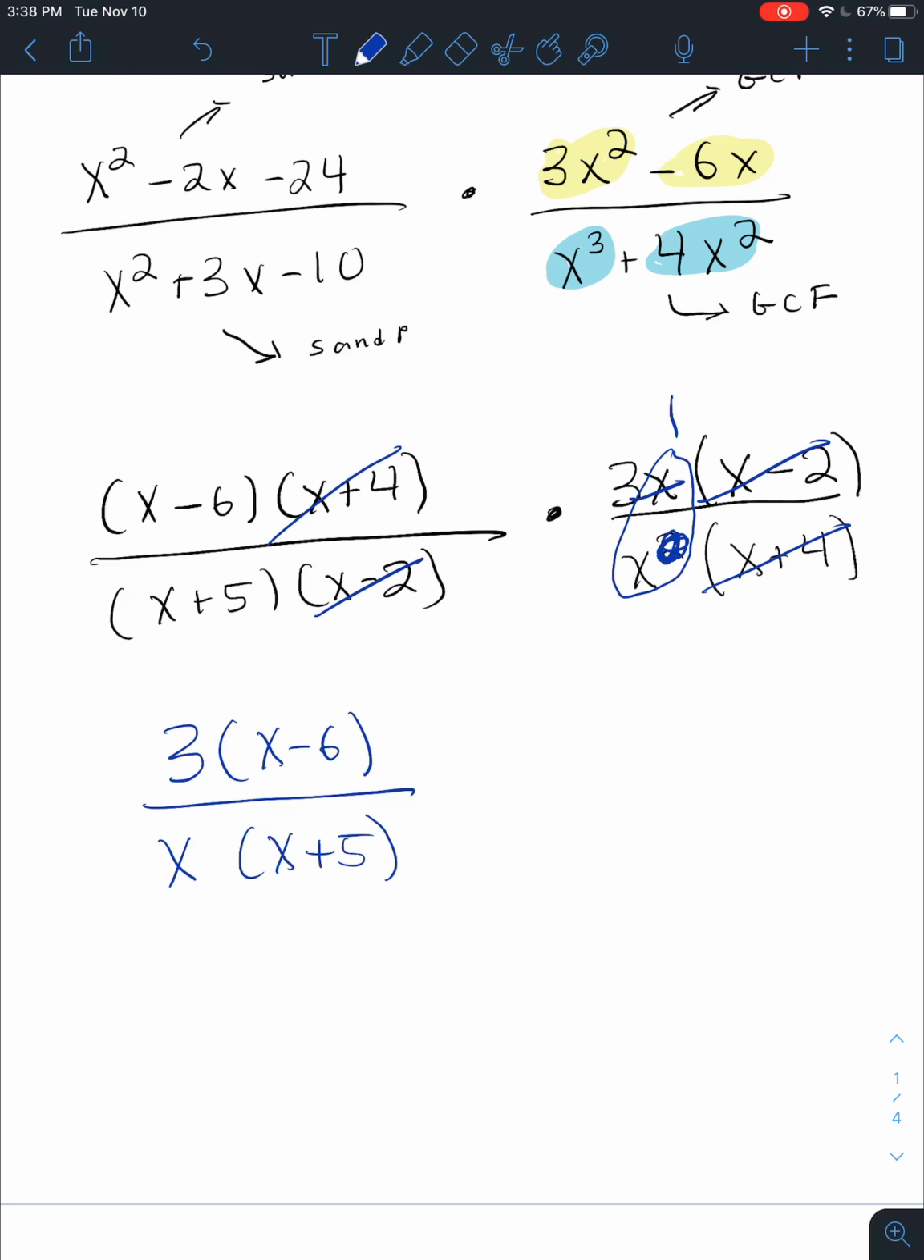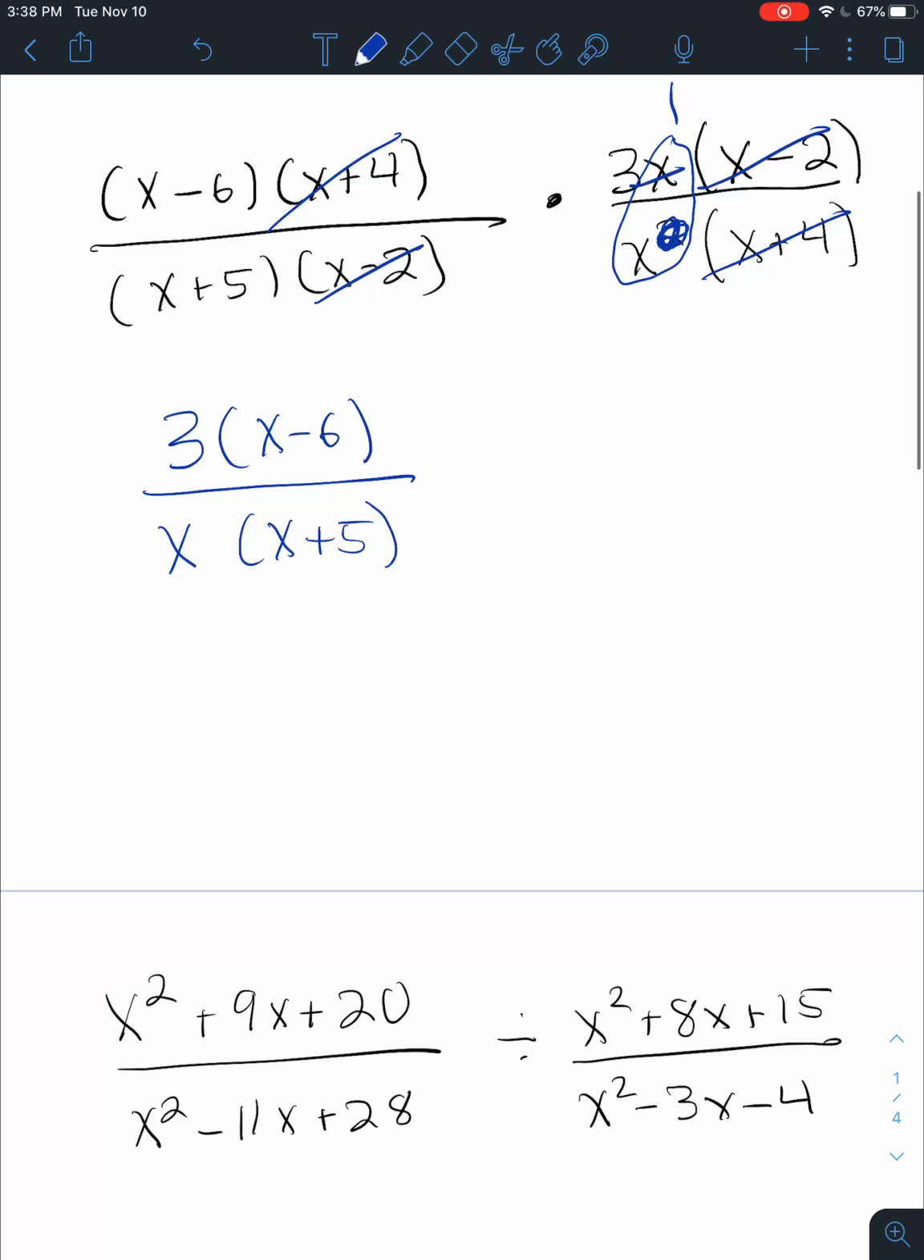If you are having trouble with x divided by x squared, you can also think about it like this: x divided by x times x. These x's will divide out, and that's why you have a single x on the bottom. That's another way to think of it. And this is our final answer.